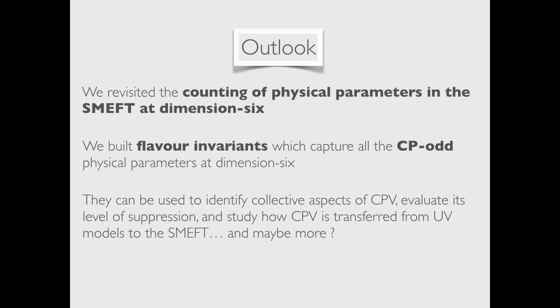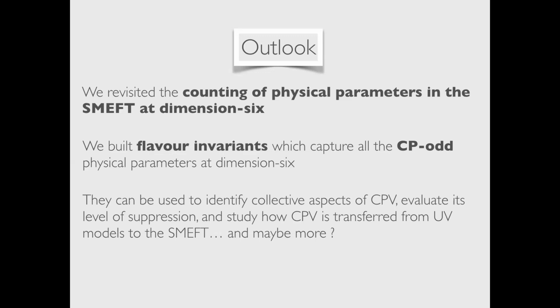And with this, focusing on the CP-odd physical parameters among those ones, we build flavour invariants which capture all of them. That would be our proposal to define a basis-independent direction in parameter space that is associated to CP-odd effects. And as I tried to argue at the end, they can be used to identify collective aspects of CPV, which you can work out by looking at the algebraic expressions, which are unfortunately too ugly for me to show in this talk, but you can do that.